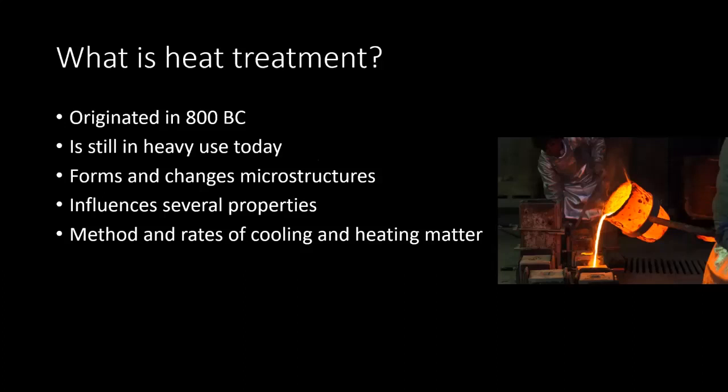Heat treatment works by influencing the microstructures of materials through carefully timed heating and cooling. This in turn influences the hardness, toughness, ductility, brittleness, and other properties of materials. The method and rates of cooling and heating are very important in the various processes associated with heat treatment. So, now that you've heard about heat treatment, let's describe some of the methods used in heat treatment.